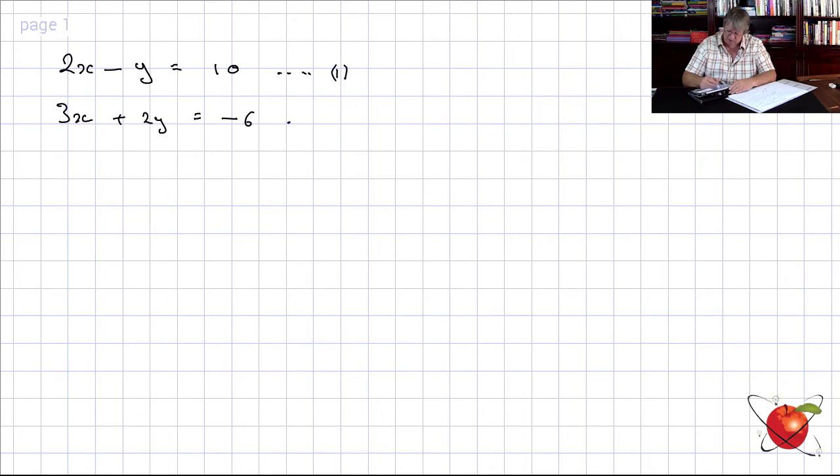Previously, what we had is this. Let me just get my pen onto that. They gave us 2x minus y equals 10. And they gave us, say, 3x plus 2y equal to minus 6. So what did we do? Let me just correct that, make it look better as a 10. What did we do previously? We said you are equation number 1 and you are equation number 2.